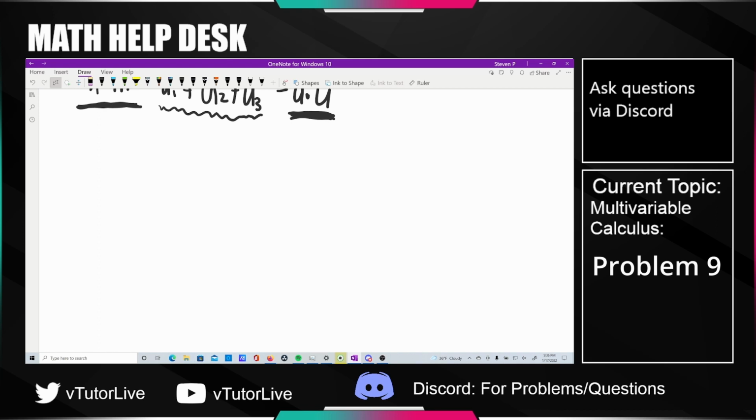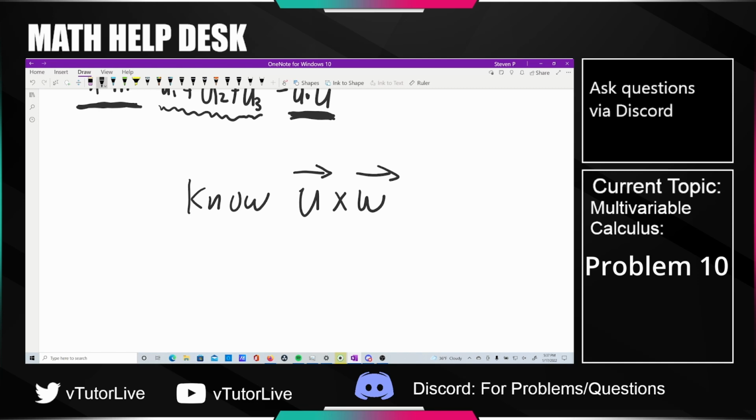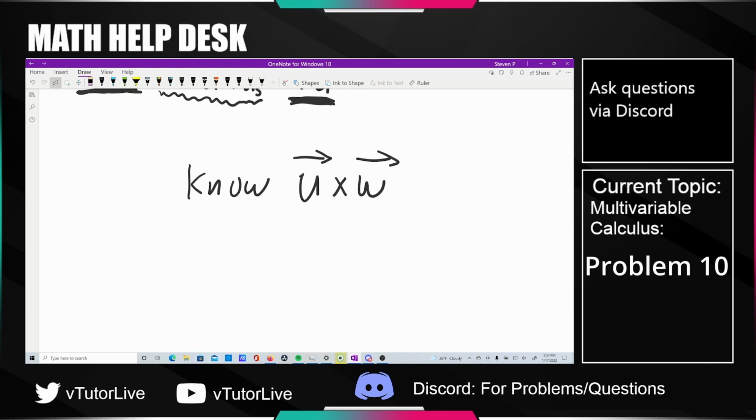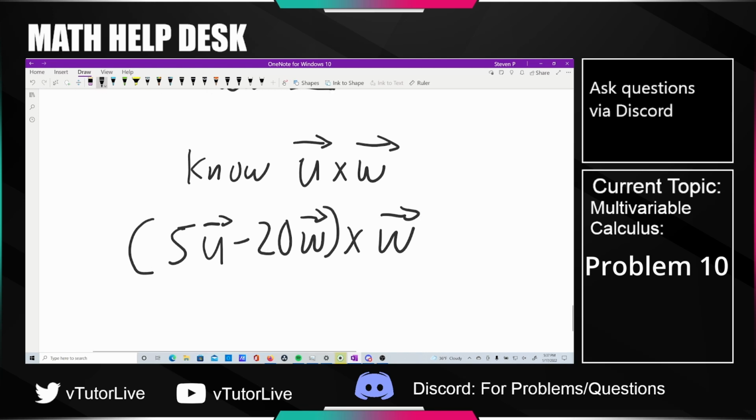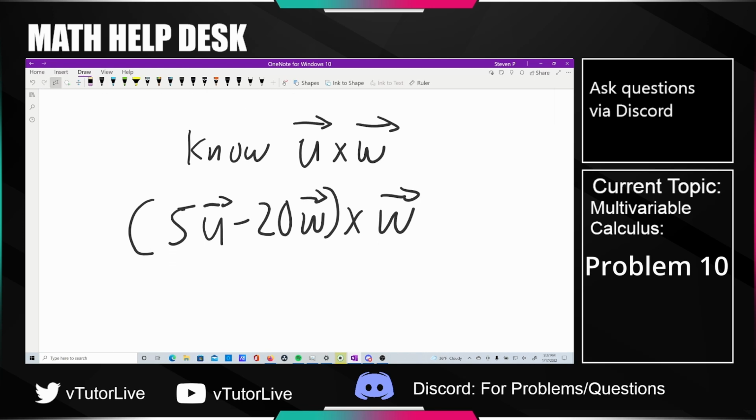Okay. Here's one where they tell you what u cross w is. We don't know u and w themselves, but we do know their cross. And now we're given something that looks like, I'm going to use different numbers, but like 5u minus 20w crossed with w. So how would we distribute that? And they're asking what this is.